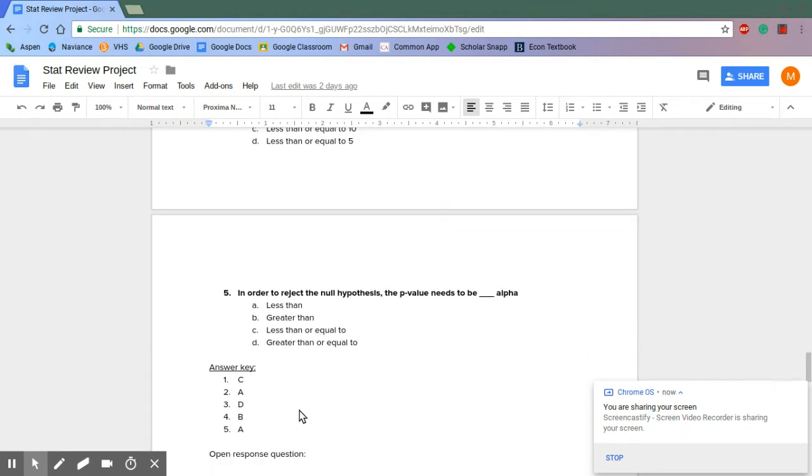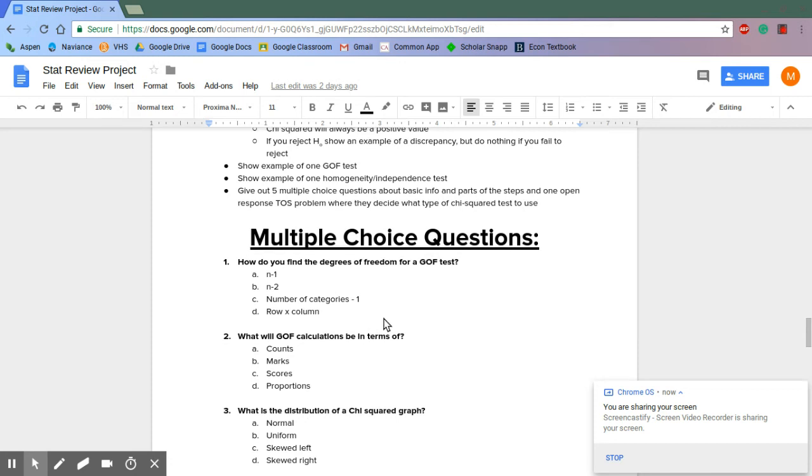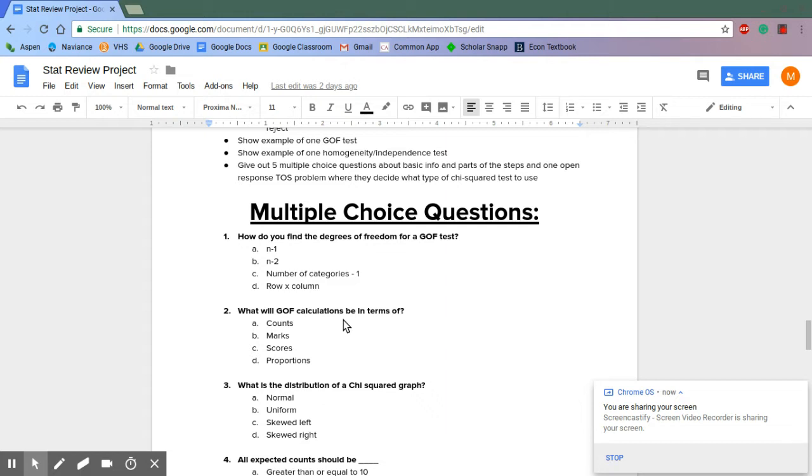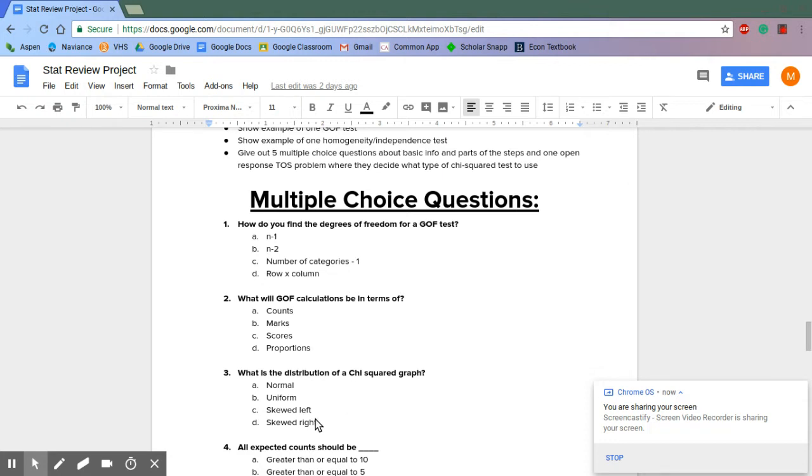Here are the answers. The first one is C, because when doing a chi-squared test for goodness of fit, you do the number of categories minus 1. 2 is counts, because that's the term you use when measuring for a chi-squared test. The distribution is skewed right. It's D, because on a chi-squared graph, the tail end goes to the right.